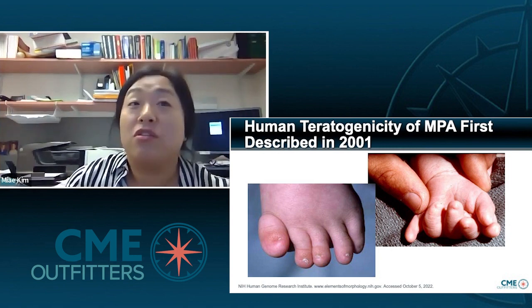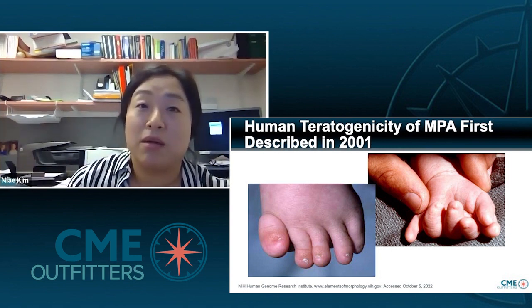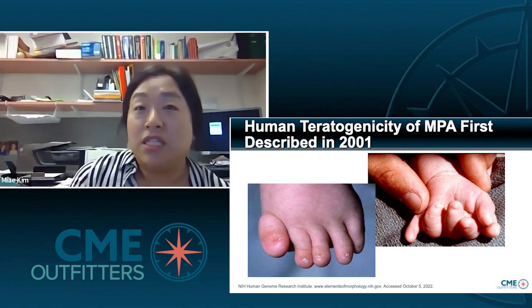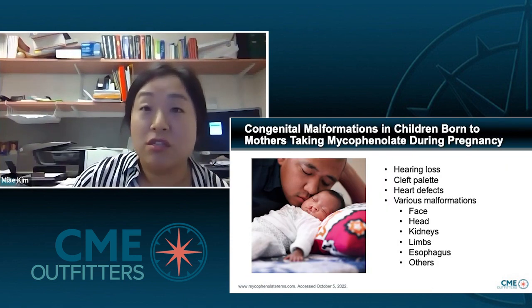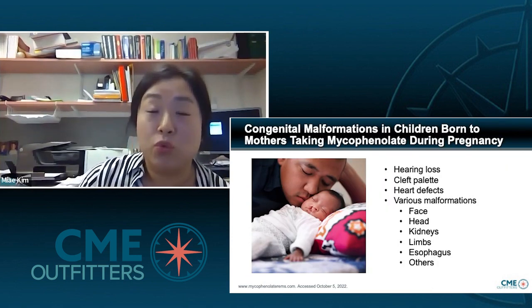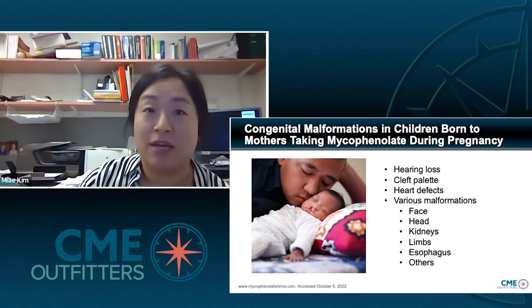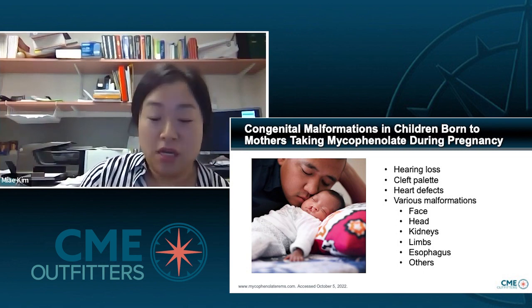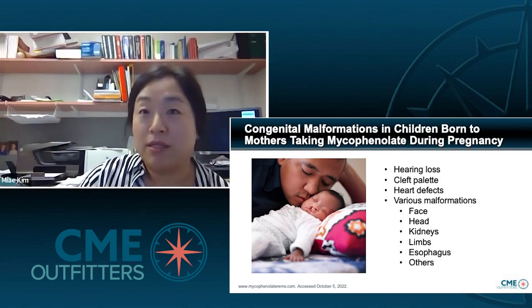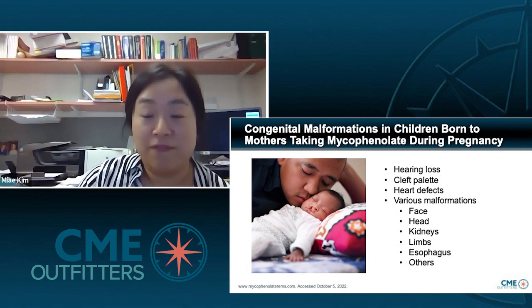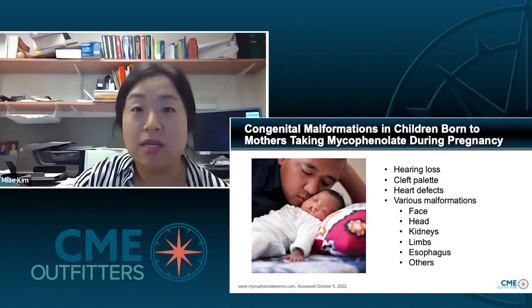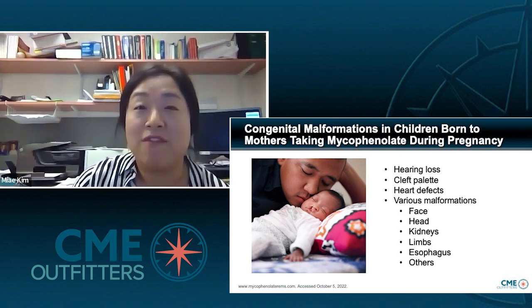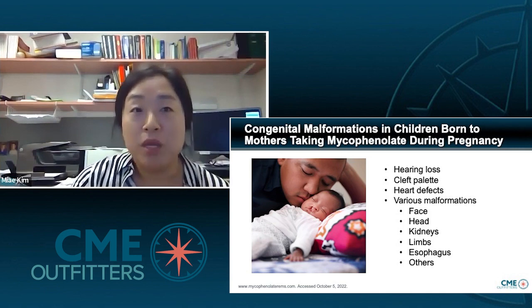Many other subsequent cases came out as well, describing a range of congenital malformations in children who were born to a mother who was taking mycophenolate during pregnancy, including hearing loss, cleft palate, heart defect, and various malformations of the face, head, kidneys, limbs, and esophagus, etc.